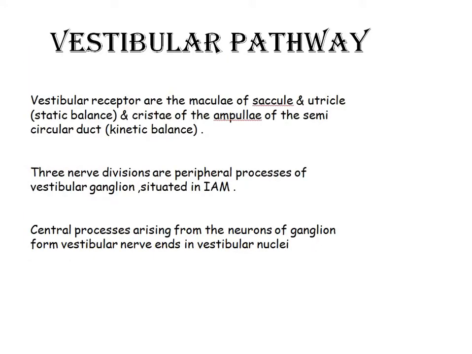Now the vestibular pathway. Vestibular receptors are the macula of the saccule and utricle, for static balance, and the crista of the ampullae of the semicircular duct, for kinetic balance. The three nerve divisions are peripheral processes of the vestibular ganglion situated in the IAM. Central processes arise from the neurons of the ganglion, form the vestibular nerve, and end in the vestibular nuclei.